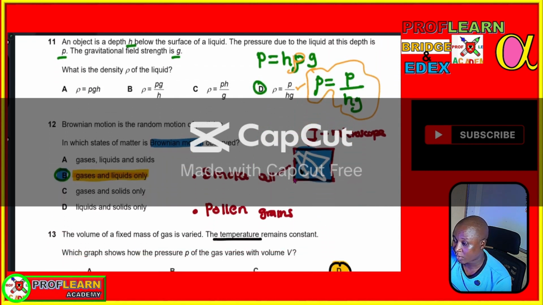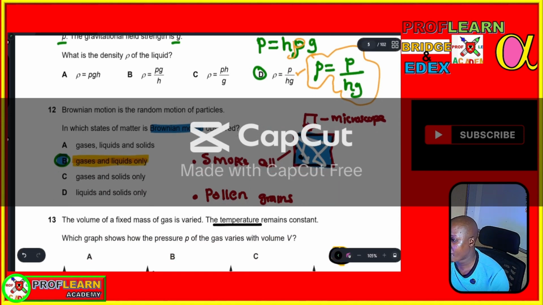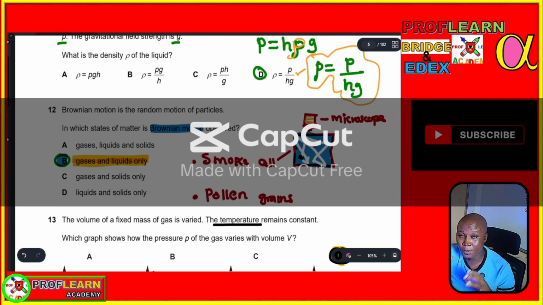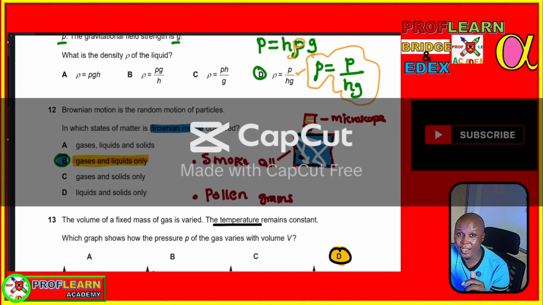What's Brownian motion? Remember, if you observe a smoke cell, whereby we have specks of smoke inside, using a microscope, you will see the particles of smoke moving in a random motion, because these particles are colliding with invisible air molecules which are constantly in random motion. That is why you are able to see the speck of smoke moving randomly.